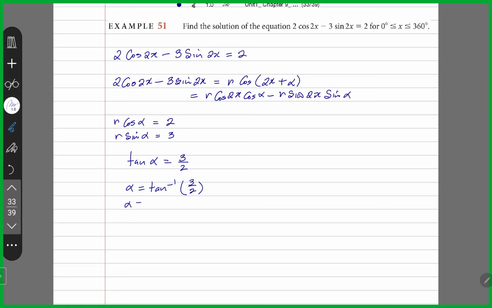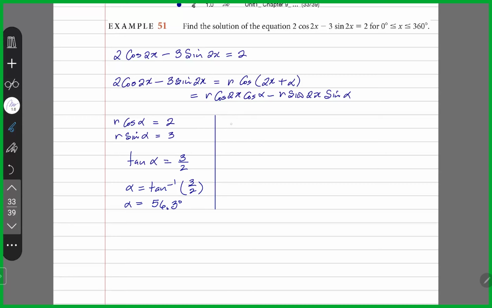Alpha is 56.3 degrees. So the next thing I need is r.